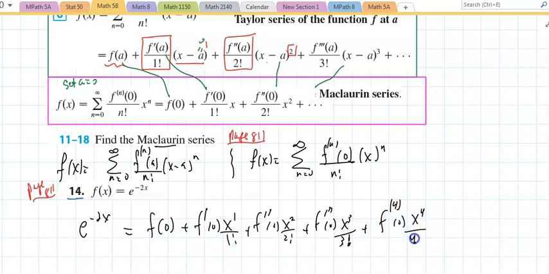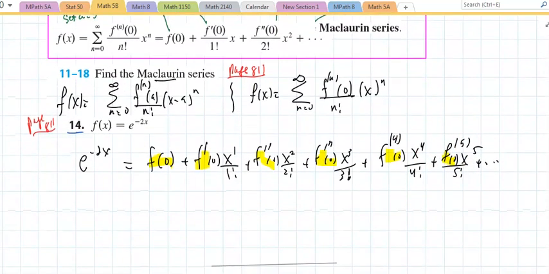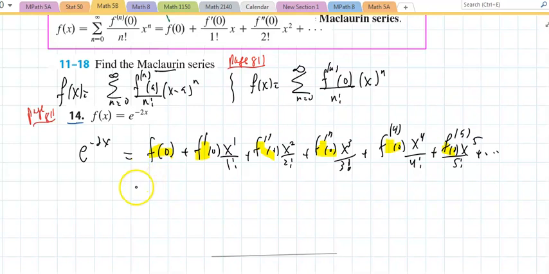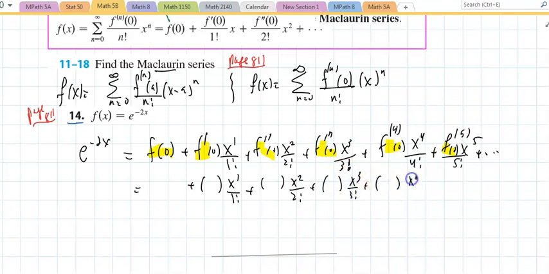This is where arithmetic and geometric sequences come in very handy from your college algebra class. So the list goes on. Basically, this is what I have to find, the coefficient. The rest is fixed. So e to the negative 2x is an irrational number. I'm going to get that to be, well, I need this value, plus something times x to the 1 over 1 factorial, plus the number times x squared over 2 factorial, plus the number times x cubed over 3 factorial. This list continues.